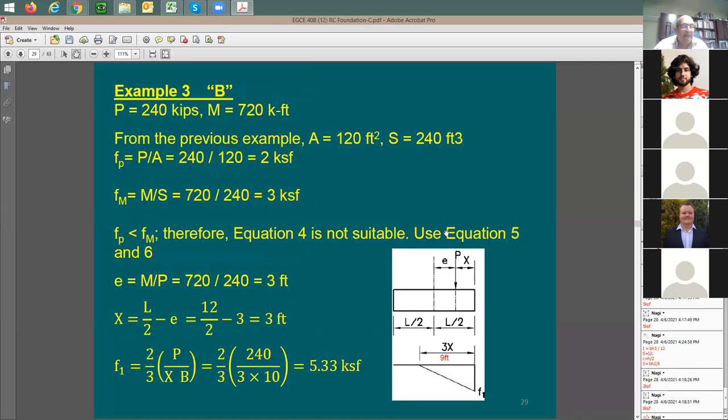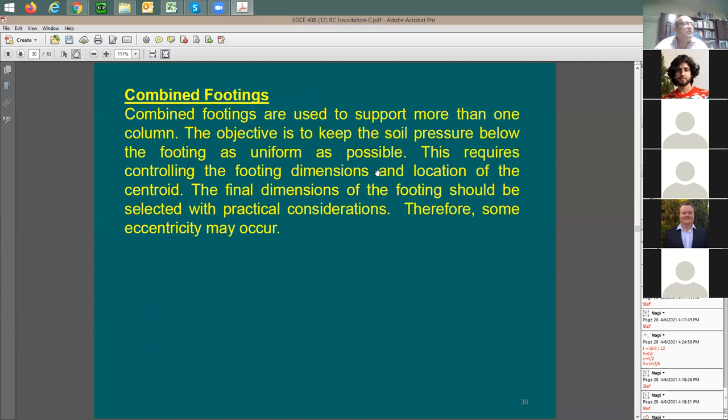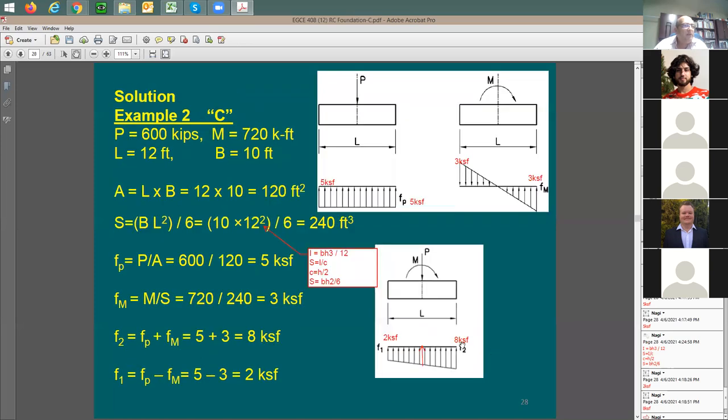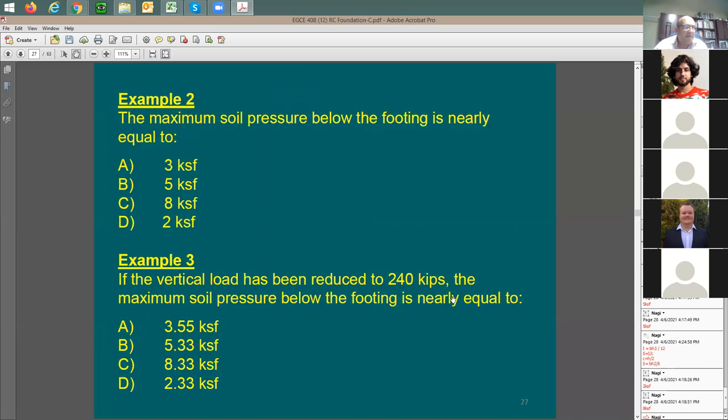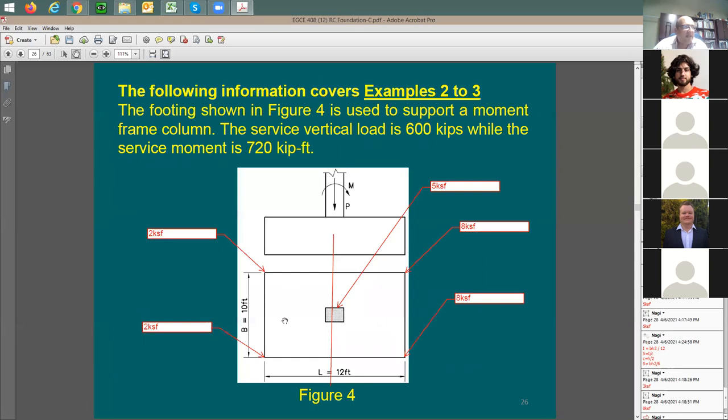Are we good about this example 3? Any questions? All right, we'll continue and see what happens when you have a combined footing. So this here, we call it a single footing, if you like, spread footing, single footing, just a footing, a pad. Sometimes you call it a pad. But when you have two columns coming to the same footing, we call it a combined footing.